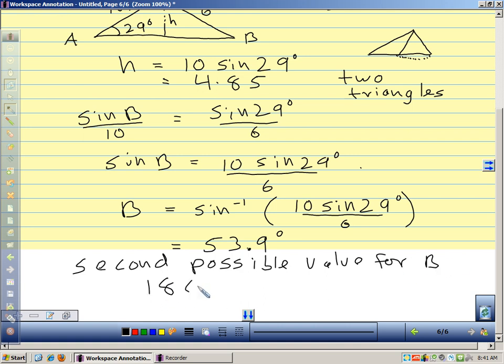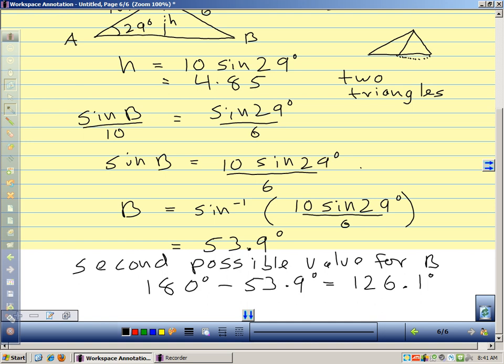So we take 180 and we subtract 53.9 degrees, and we get 126.1 degrees. So when we have the two triangle possibility, our two possible angles are supplementary. We can find one angle using law of sines, find the second angle by subtracting from 180.